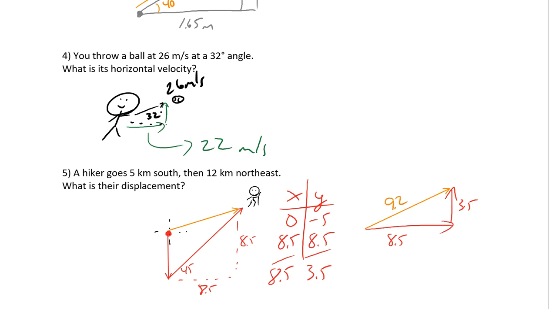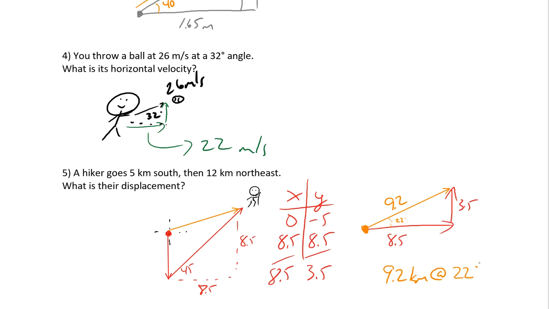9.2. And then this is where I started from. So I want the angle from the x-axis to where the resultant is. So I want that right there. So I do the 3.5, divide that by 8.5, and I inverse tan it to get the angle. It's 22 degrees in there. Okay, so we can use that. All right, so if I look at the overall displacement, they went 9.2 kilometers at 22 degrees.